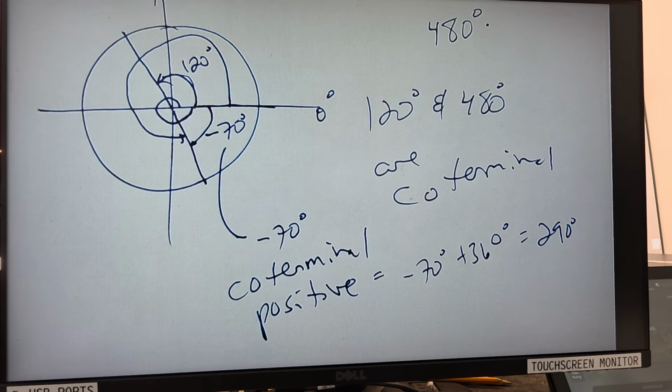What would be a negative coterminal with 120? So it'd be 120 minus 360. What's 360 minus 120? Yeah, so it'd be negative 240. Good. Let that be easy. If I say find the coterminal angle, before you finish reading that question, you thank the gods. Yes, just have to add and subtract 360.